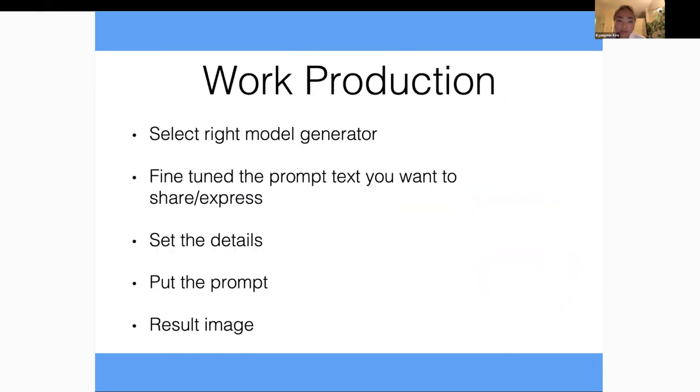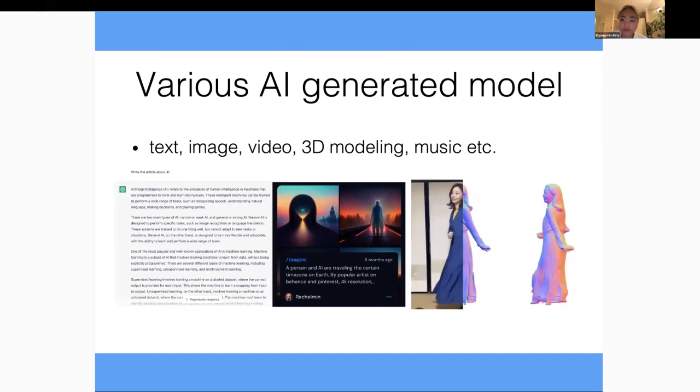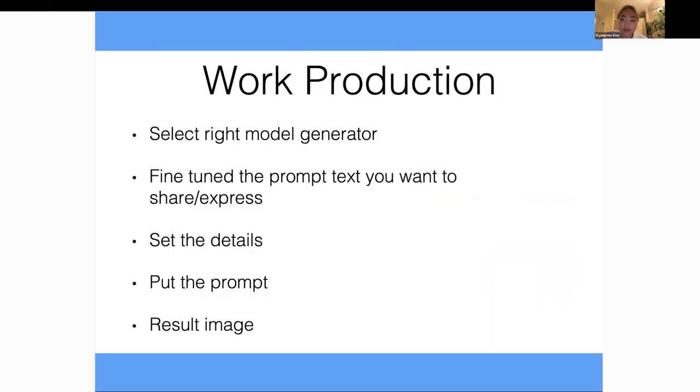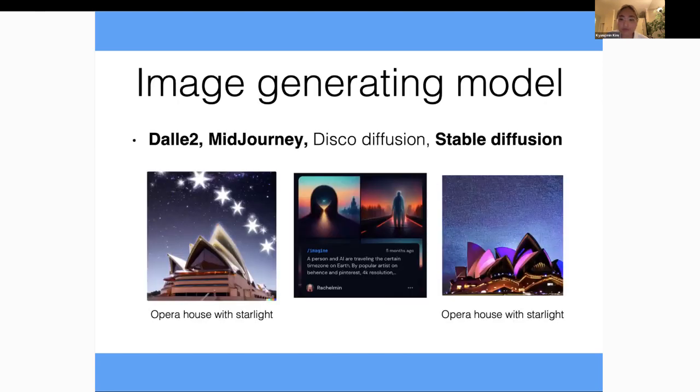And now they've been developing. The general work process we used: first, select the right model generator and fine-tune the prompt text you want to share or express, and set the details to control the models and put in the right prompt, and finally you get the result image. For the first stage, select the right model. So we had to find the fit one.